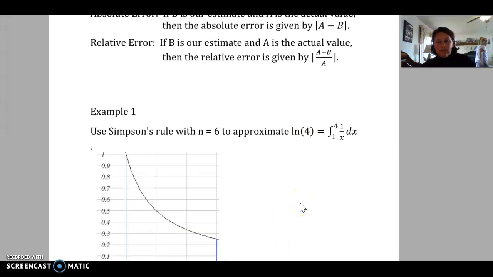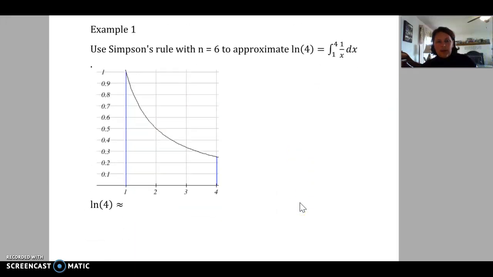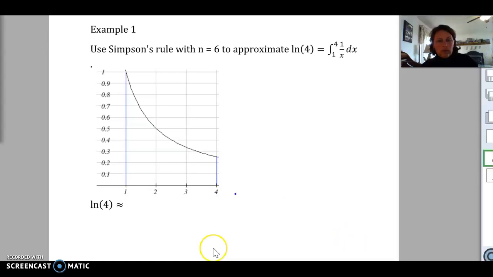Okay. Then let's look at example number 1. So for example number 1, this is using Simpson's rule. So use Simpson's rule with n equals 6 to approximate the natural log of 4, which is equal to the integral of 1 over x, evaluated from 1 to 4.